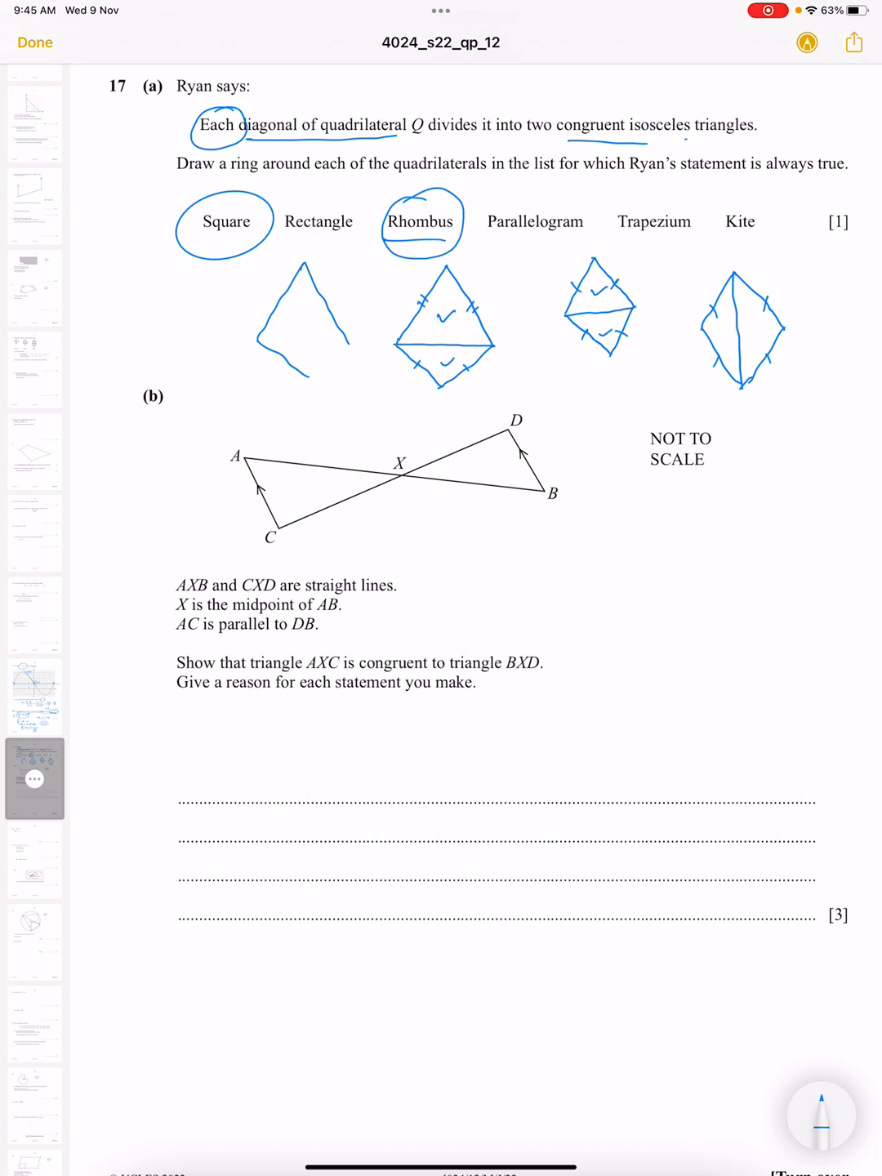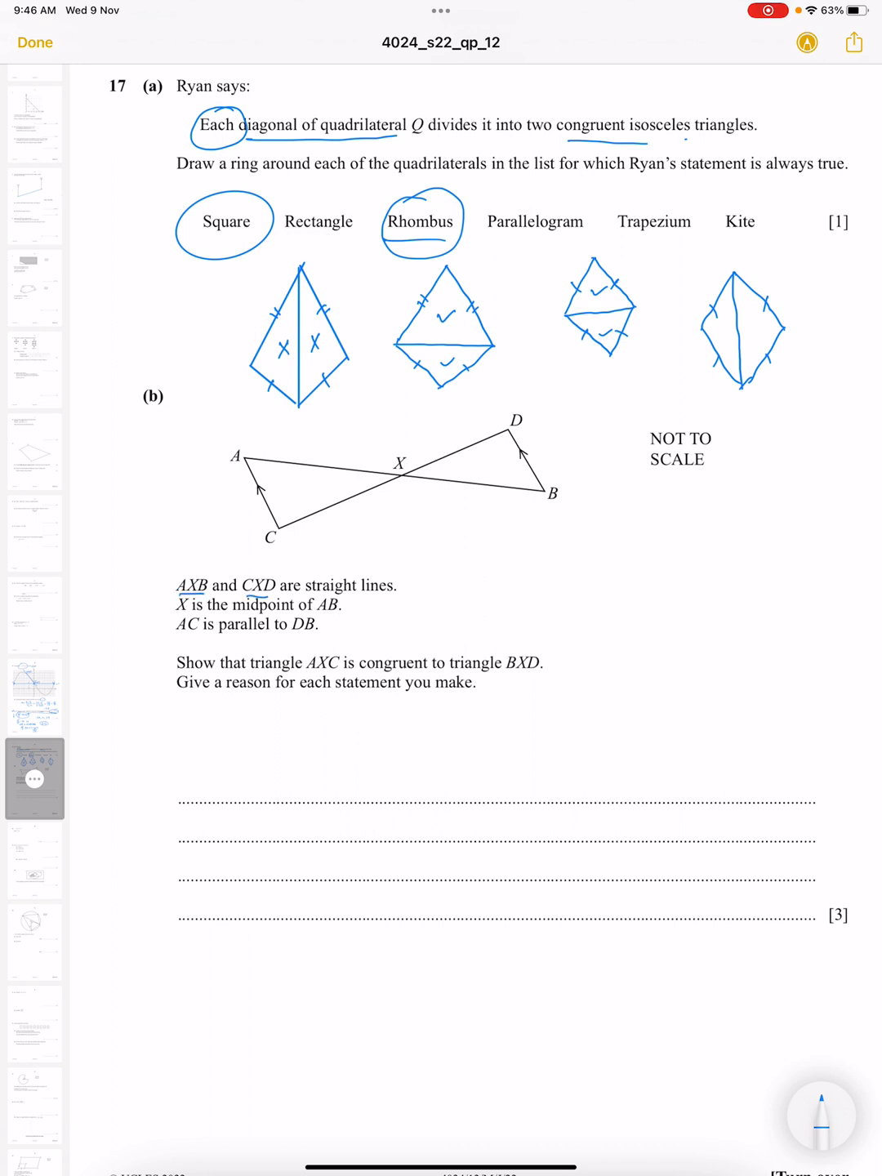For another kite, this is also a kite here. Now this length is equal to this one, and this length here is equal to this one. If you draw a diagonal in this direction, then these are not isosceles triangles. So this is not satisfying this condition. So square and rhombus are such quadrilaterals, right? Now let's do the B part.